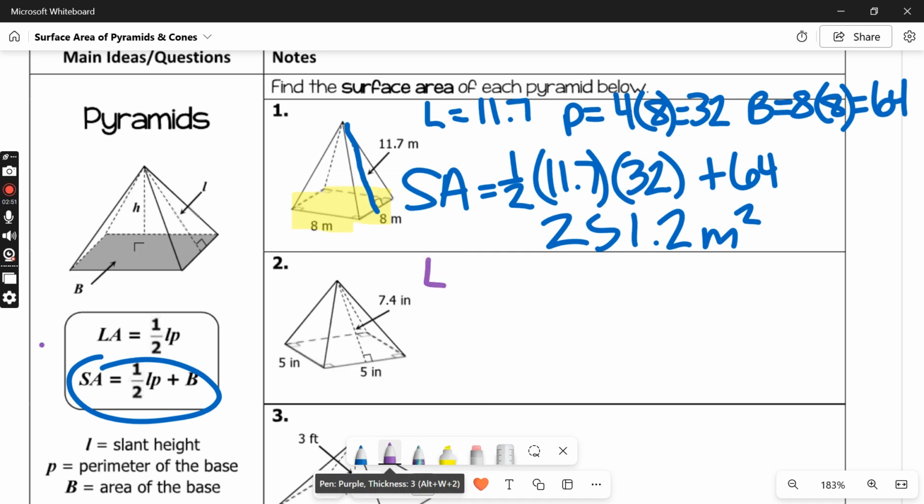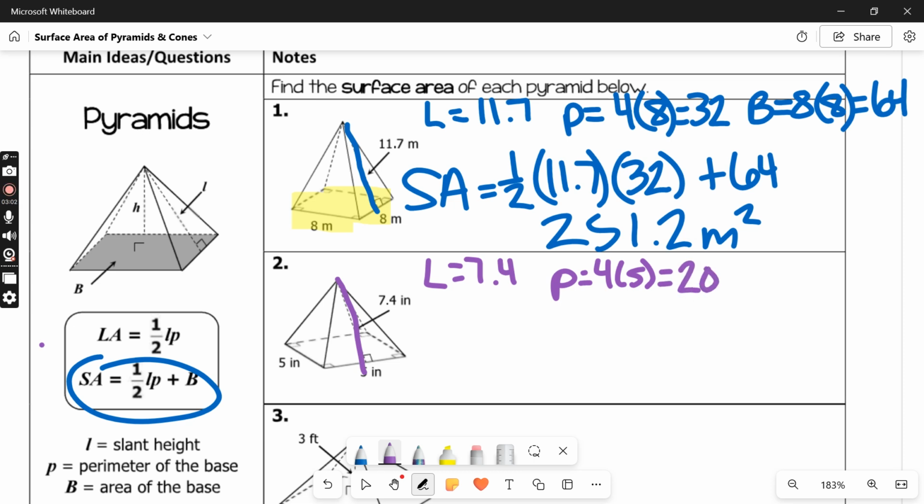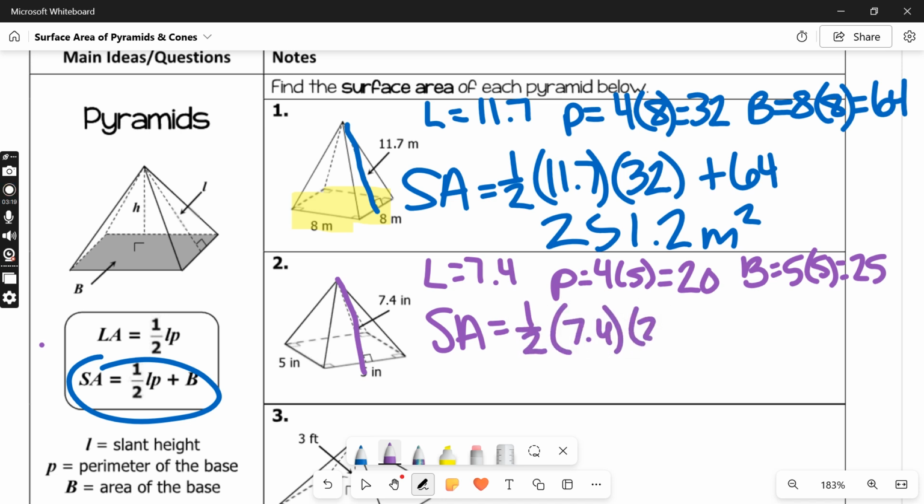Okay, so on number 2, our lateral is up the side here, so this would be 7.4. Our perimeter is going to be 4 times 5, which is 20. And then the area of our base is 5 times 5, which is 25. So that means my overall surface area is going to be 1/2 times 7.4 times 20 plus 25, which would be 199 inches squared.